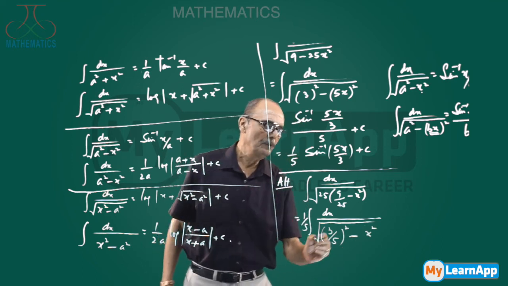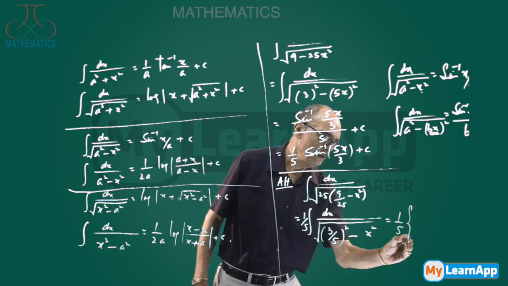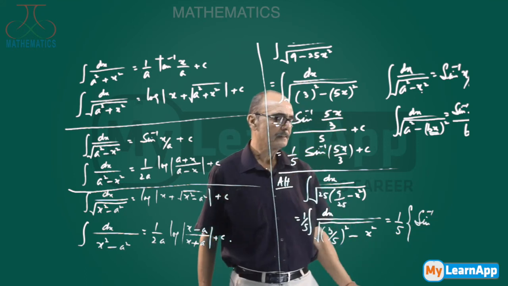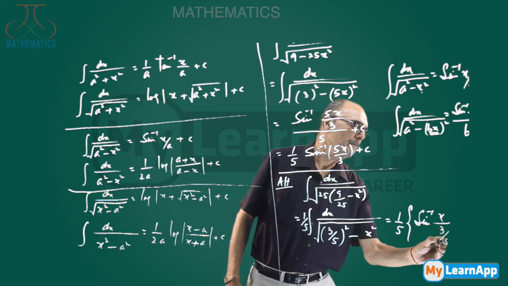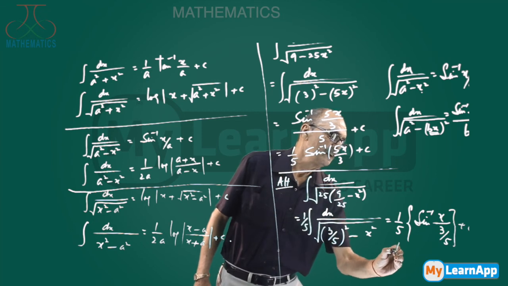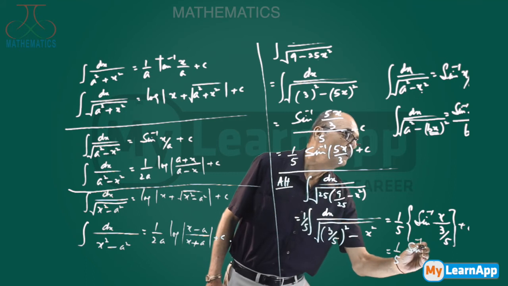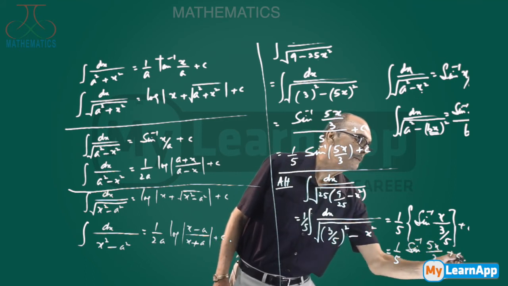So, which is equal to 1 by 5 sine inverse x upon a, in this case is 3 by 5, plus c, which can be written as 1 by 5 sine inverse 5x upon 3 plus c. In the numerator we have dx upon this.